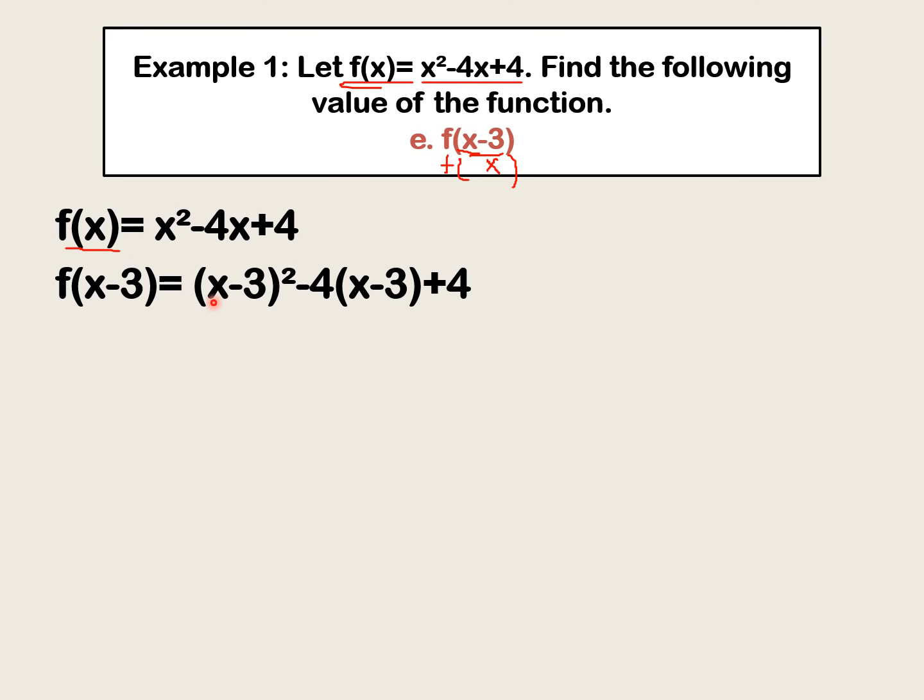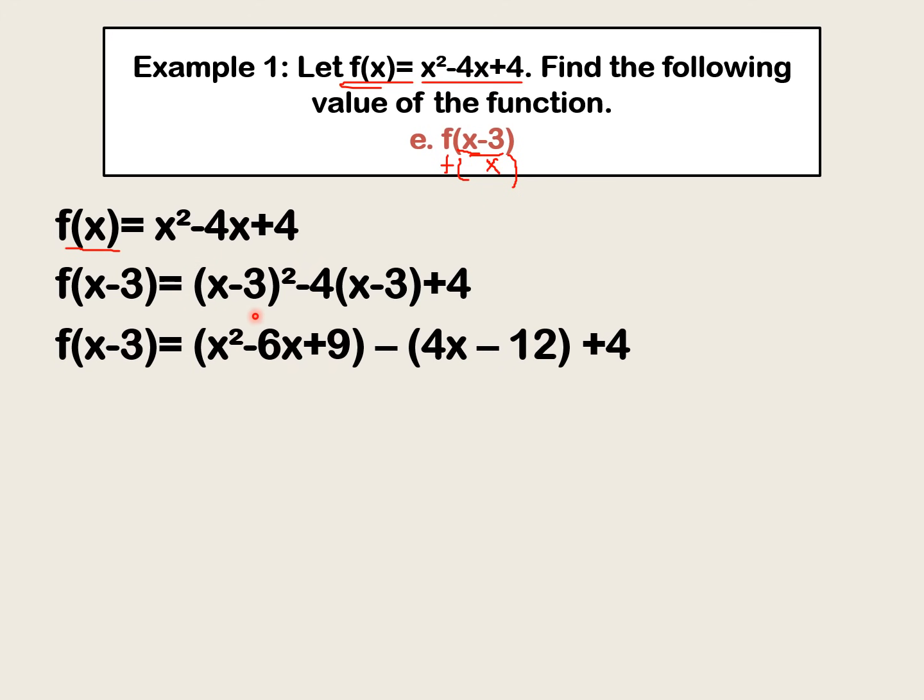Siyempre, by just simply looking and observing the right side of the function, we have here this expression, tama, or this term. Okay? So, we have to expand this term. Kasi ito, square of a binomial ito. Okay? So, bale, ito muna, f of x minus 3, copy lang. Tapos, let us expand this.